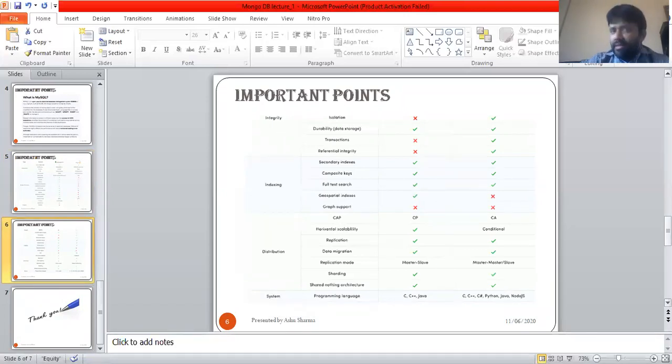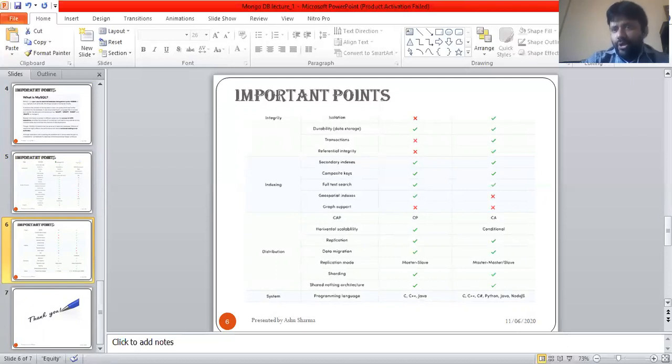Next is indexing. Indexing is also important for searching operations to make them faster. So it is important that we use the indexing concept. Secondary indexes are in both, composite keys in both, full text search in both, and geospatial indexes go with MongoDB but not with MySQL. Graph support is not present in both of them. CAP is CP for MongoDB and CA for MySQL, and horizontal scalability is yes for MongoDB, but in MySQL it is conditional.